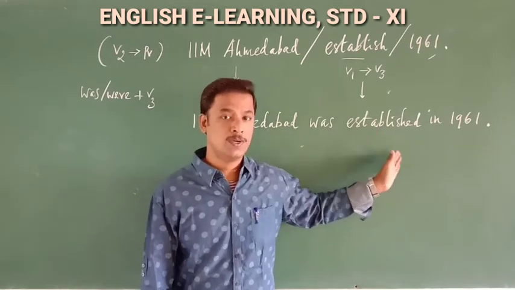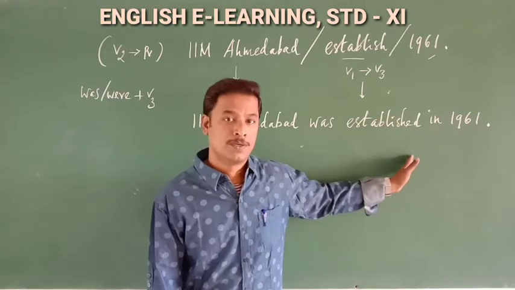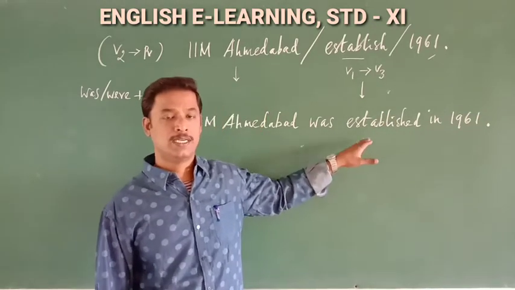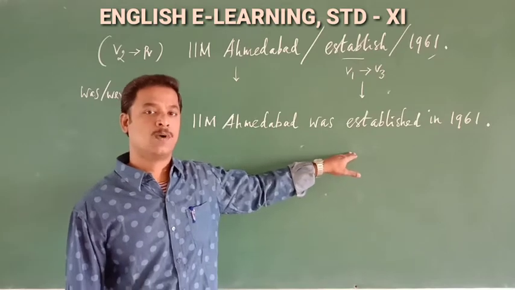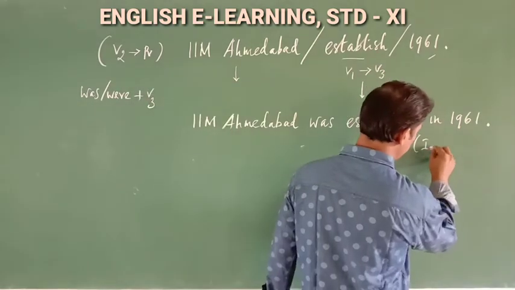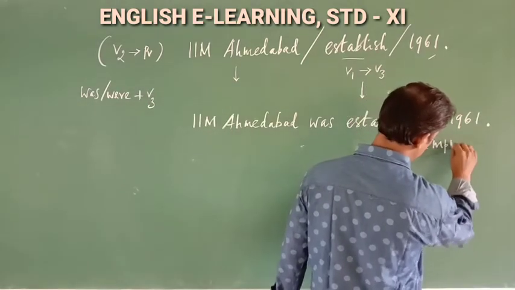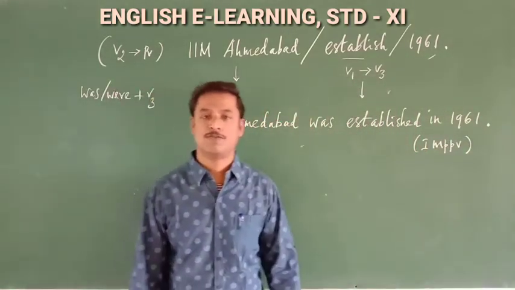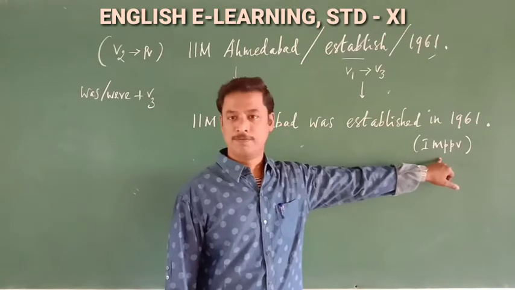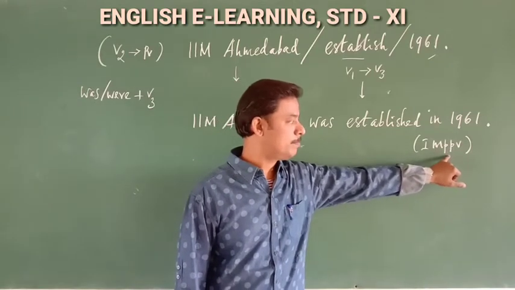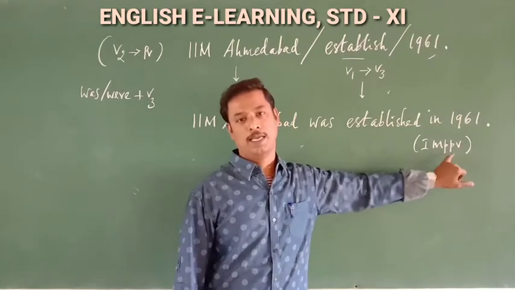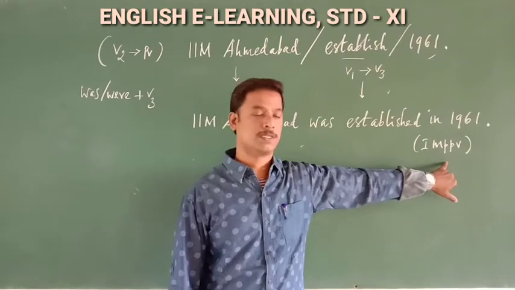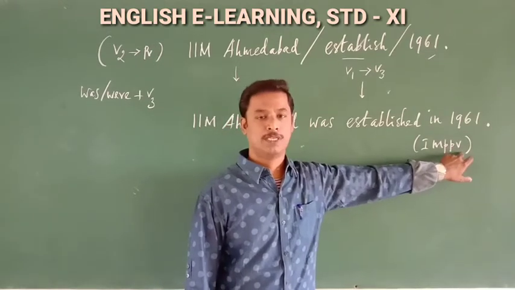Here there is no agent. That is why this type of passive voice is called impersonal passive voice. I have written the short form IMPPV. That means impersonal passive voice. IMP refers to impersonal, P refers to passive, V refers to voice.